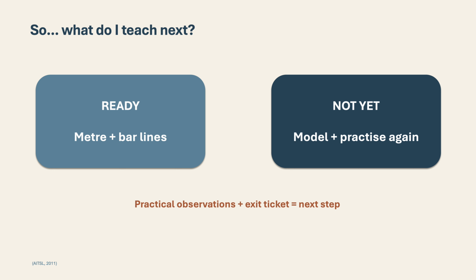Students who demonstrate understanding can progress to meter and bar lines, while students requiring further support revisit beat and rhythm through modelling and guided practice. This aligns with APST Standard 5 and demonstrates assessment for learning, rather than assessment simply being something completed at the end. AITSL 2011.